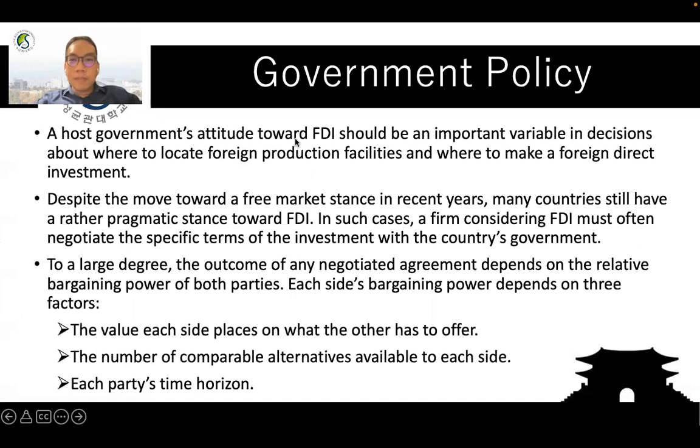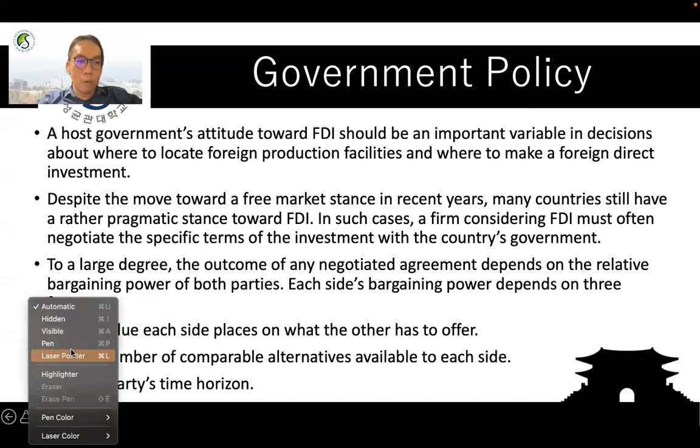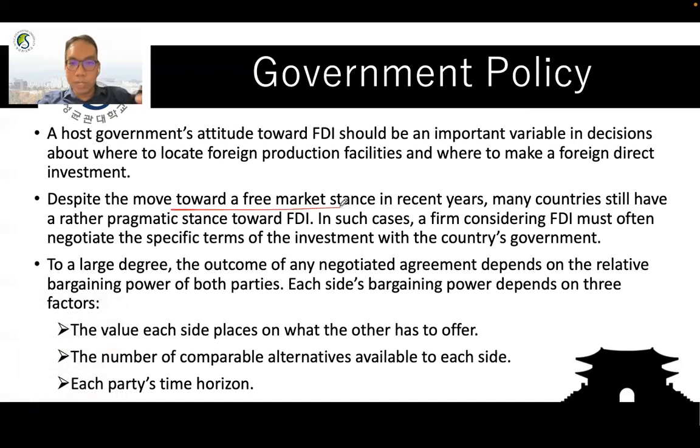Government policy: host government attitude toward FDI will be an important variable. So it's the task of the executive to learn about the government that you are going to, how to negotiate, what kind of political system and culture they have. Although most of the countries are moving toward free markets, more and more open nowadays, still we have to learn a lot about the host country where you are going.